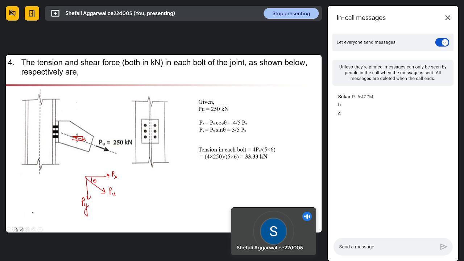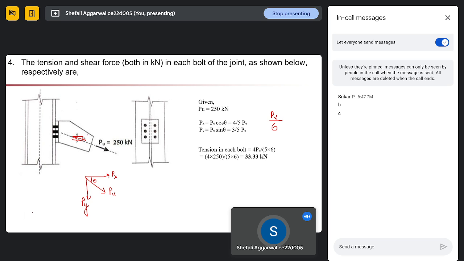Next, we will calculate tensile force. So tensile force is given by 4 Pu divided by 5 into 6. How is this value coming? You ready? It is Px divided by 6, because there are 6 number of bolts.